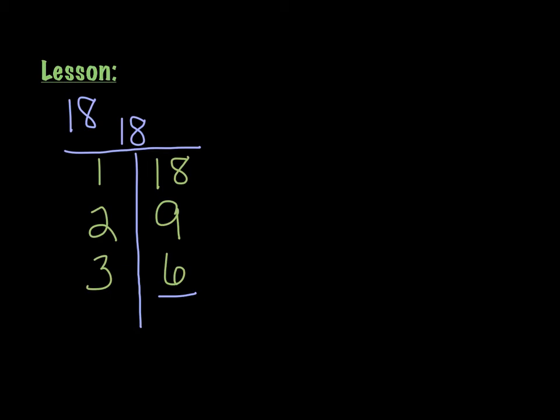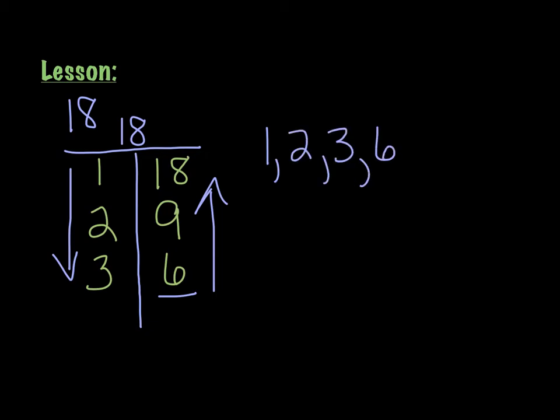So if you were asked to list those factor pairs in order, you could start with a T-chart like I've done here, and then you could list them going down this side and then back up this side. So I would list them like this: 1, 2, 3, 6, 9, and 18. So this would be all of the factor pairs for the number 18. So this is one way to do it.